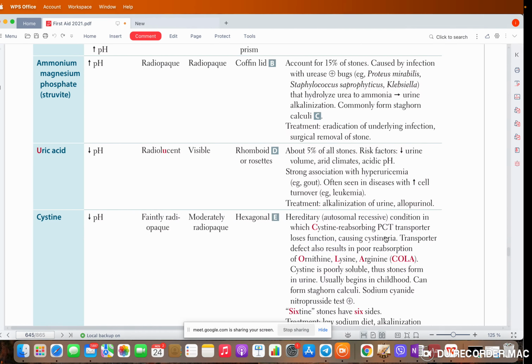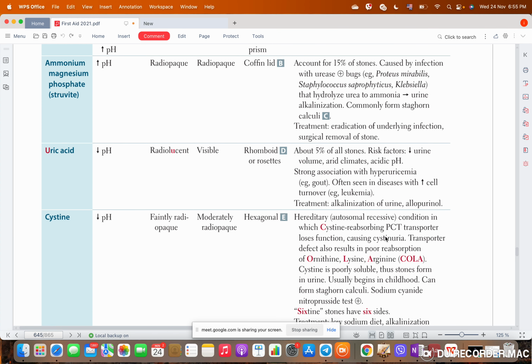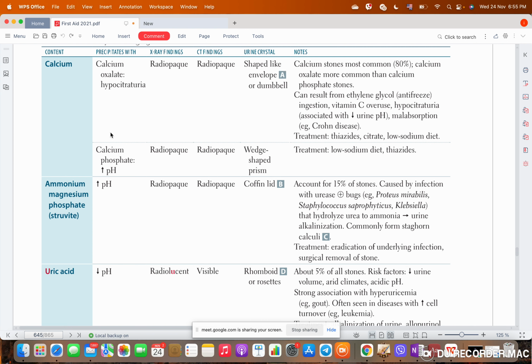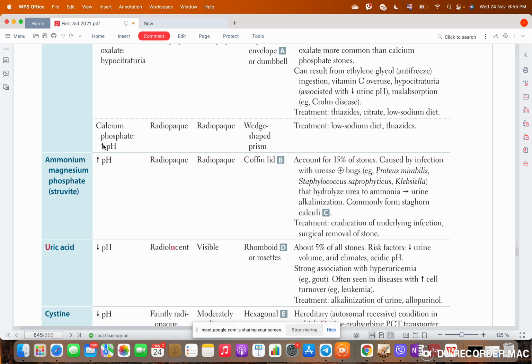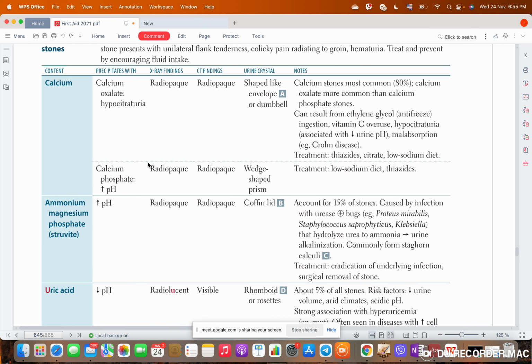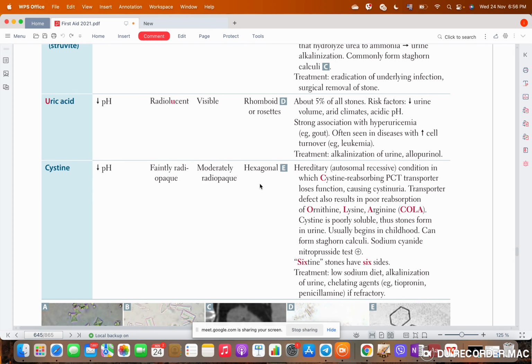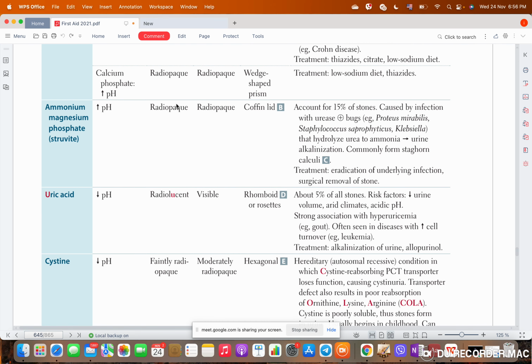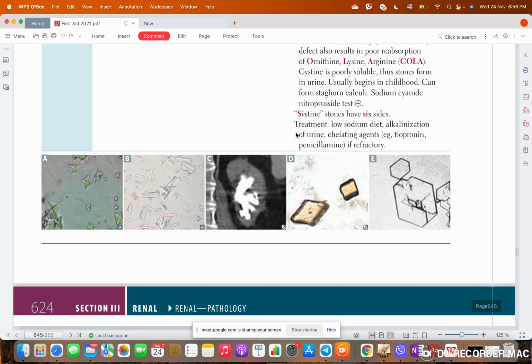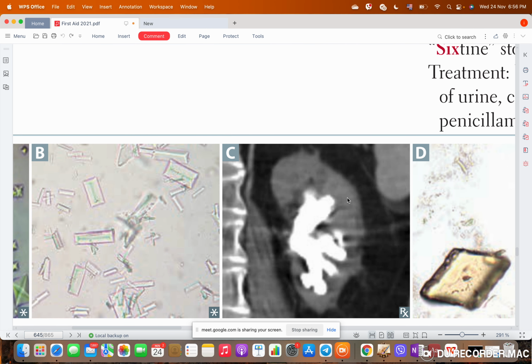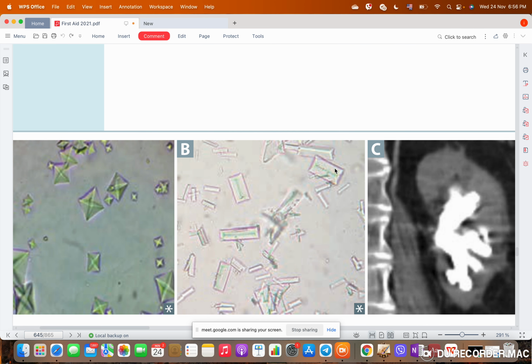Okay. So the next thing here you can see is the ammonium magnesium phosphate struvite stone. Again, the pH is high. And I will teach you a trick about this one to be really comfortable dealing with them, but let's finish them first and then I will give you the tricks. On radiography, all of these stones are radio-opaque except the uric acid one. So what you are going to see is the coffin lid. Look how it looks.